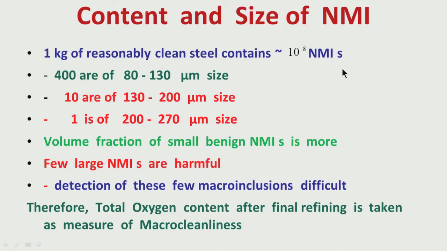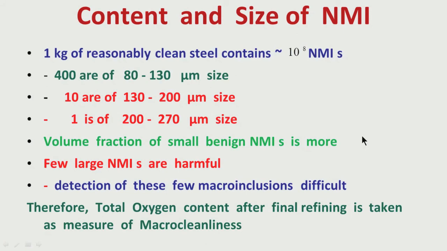Fortunately, out of these 10 to the power 8 inclusions, very few are of larger size. More than 99% are of very small sizes. Around 400 out of these 10 to the power 8 inclusions are 80 to 130 micron, only 10 are 130 to 200, maybe only 1 is about 200 to 370. So the volume fraction of small, benign non-metallic inclusions is high. Small inclusions are benign, they have less deleterious effect in steel, so the number of these benign inclusions is more in steel.